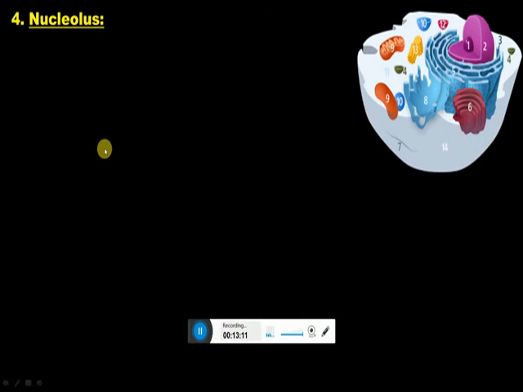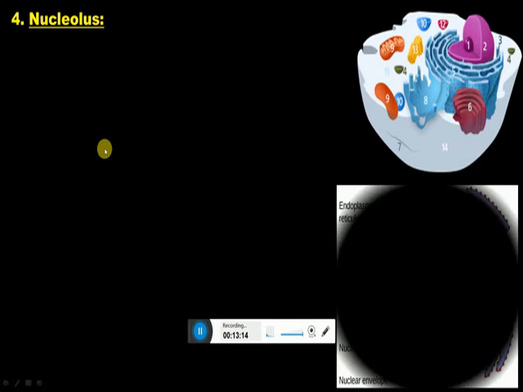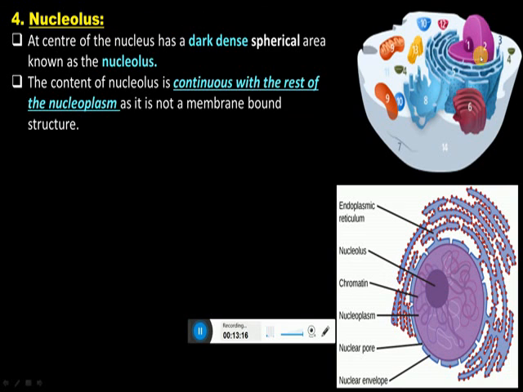The nucleolus is the 4th part. Inside the nucleus, the nucleolus is present. You can see this is the nucleus, where number 1 is the nucleolus. The central part of the nucleus has a dark, dense, spherical area known as the nucleolus. The content of the nucleolus is continuous with the rest of the nucleoplasm, as it is not a membrane-bound structure, meaning there is no clear demarcation between nucleolus and nucleoplasm, as it continues. Only the dense part of the karyoplasm or nucleoplasm is called the nucleolus.